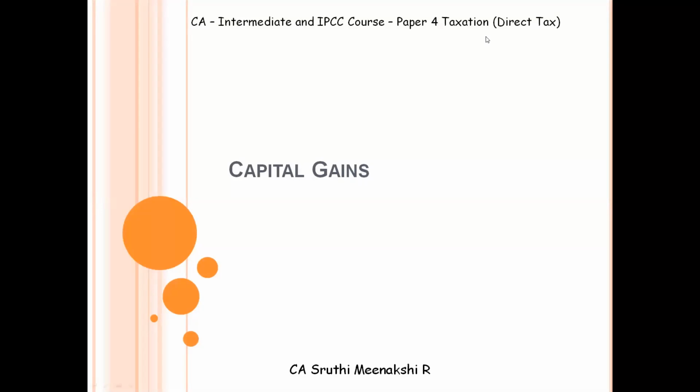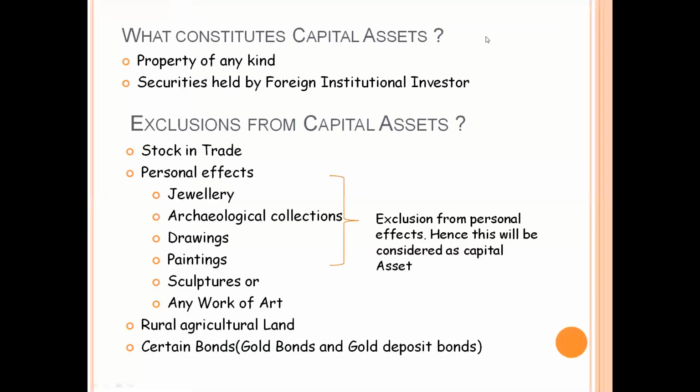So now, talking about capital gains, we first have to know what constitutes a capital asset for us to compute capital gains. The definition by itself says: property of any kind, whether used in business or not. Second is securities held by foreign institutional investors. So capital asset is an inclusive definition, which includes everything that is property of any kind. That is a generic definition.